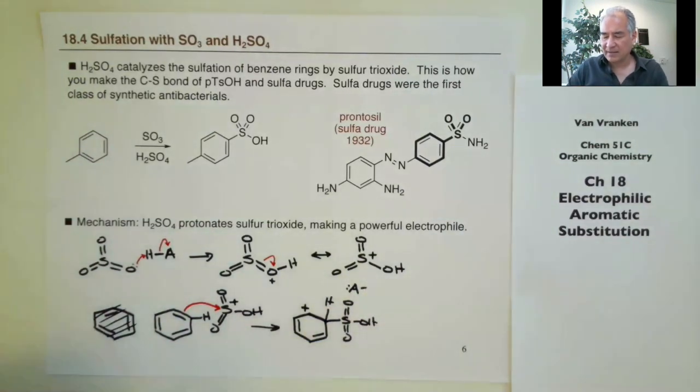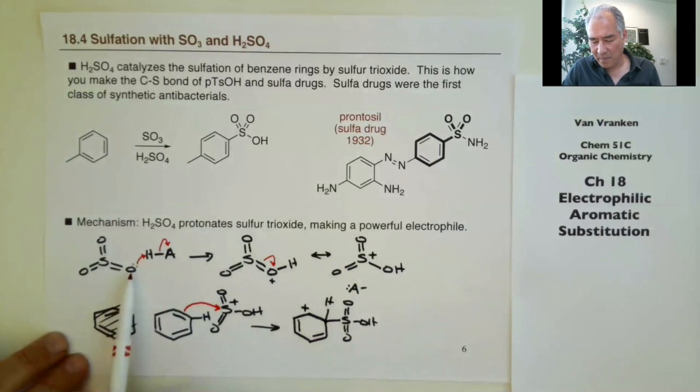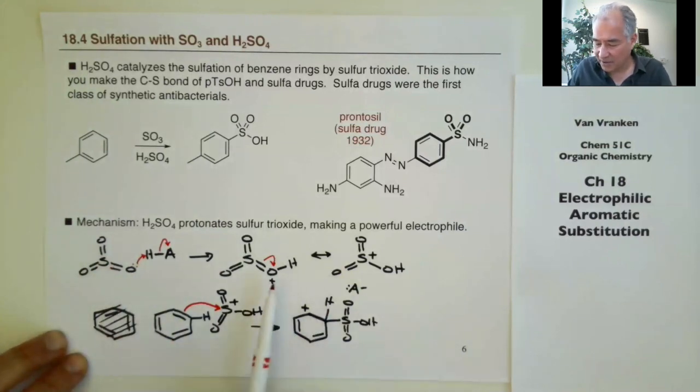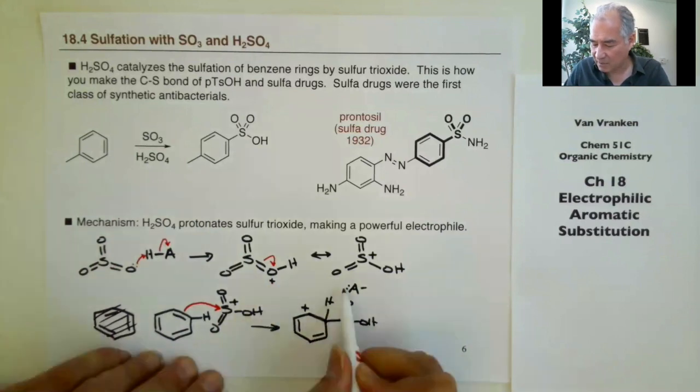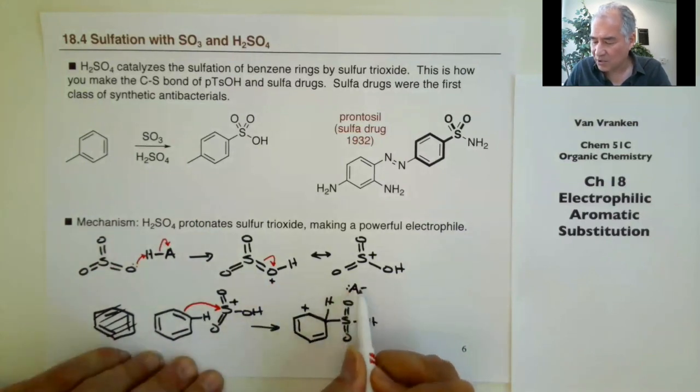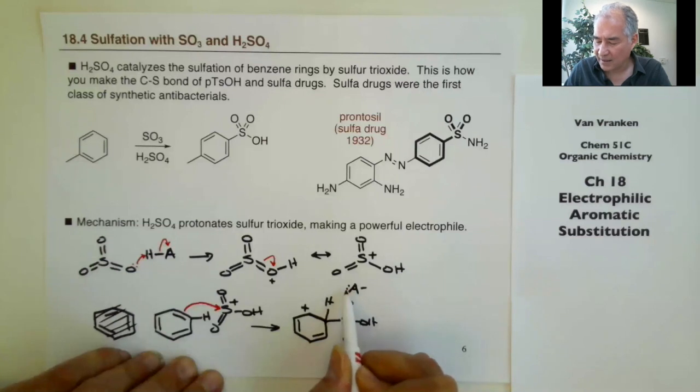That's A-. Again, it could be a lone pair on sulfur trioxide that's pulling it off. It could be, I don't know, some other, anything with an oxygen atom could pull off this H. We don't care. We're just going to symbolize that using a generic symbol A- when we draw mechanisms.